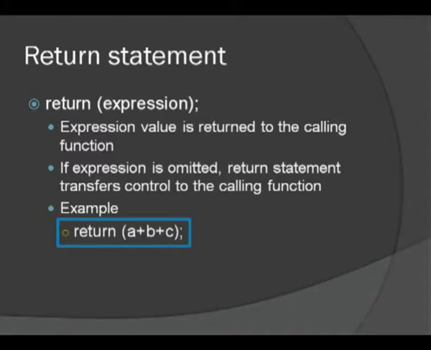Return, within parentheses, I am giving one expression: a plus b plus c. Each of these is a variable: a is a variable, b is a variable and c is a variable. So, the value which is obtained as a result of adding these three variables is returned to the function which called this function. This is the most common type of return statement.